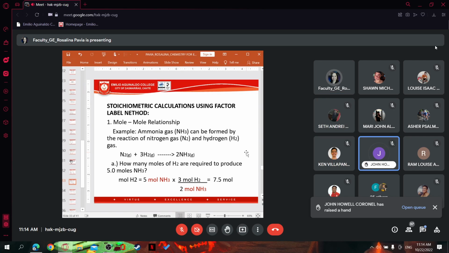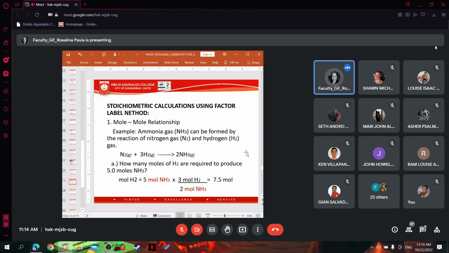Pero sabi ko sa inyo, it's your option kung ano yung gusto nyong gamitin. Kung nadadalian kayo sa method na to, itong gamitin nyo. Pero kung nadadalian kayo sa formula, yun gamitin nyo. But most of my students prefer the formula. Nasa sa inyo din kung saan kayo nasanay nung high school. I know you had this during your chemistry in high school.